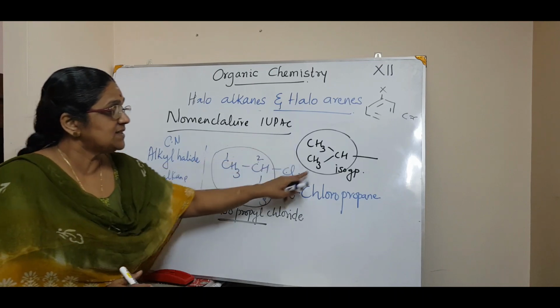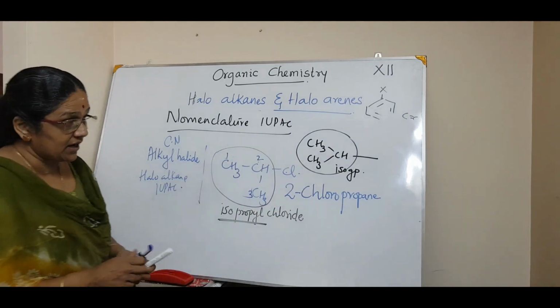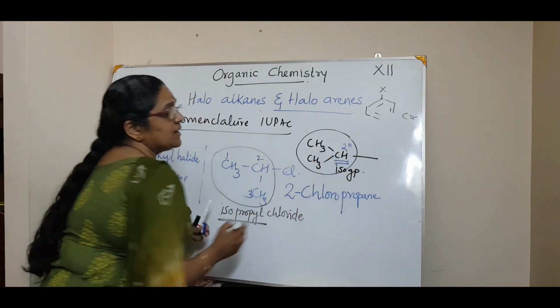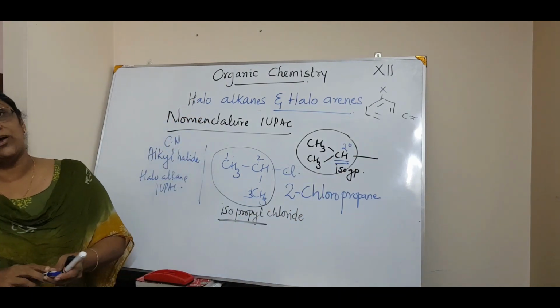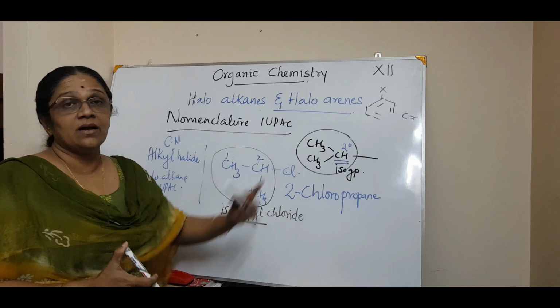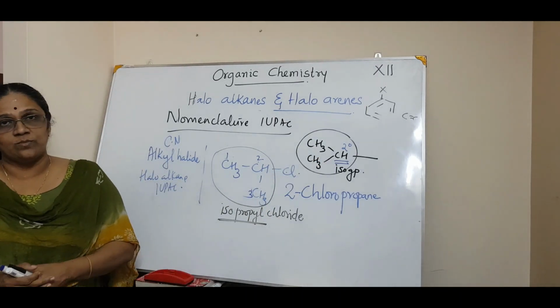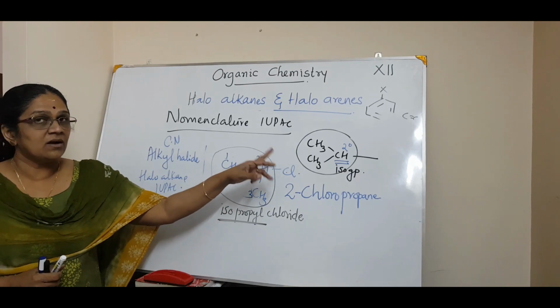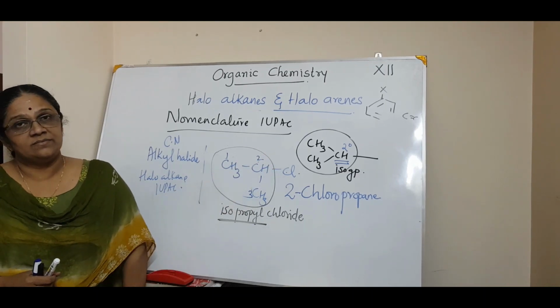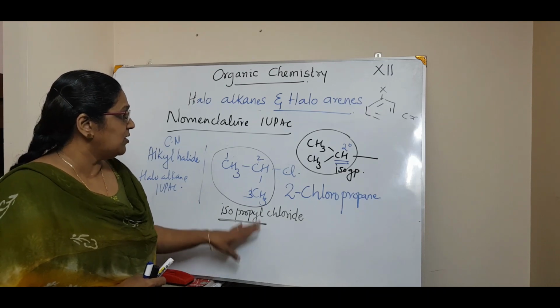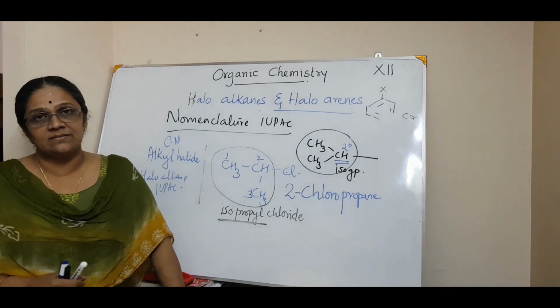So, CH3, CH3, CH. This is a secondary carbon atom. See, the CH group is called a secondary carbon atom. So isopropyl group means it has a secondary carbon atom. So this group is called the isopropyl group. Okay, that is very important. The common name is very important. So that is about the nomenclature for the haloalkanes.